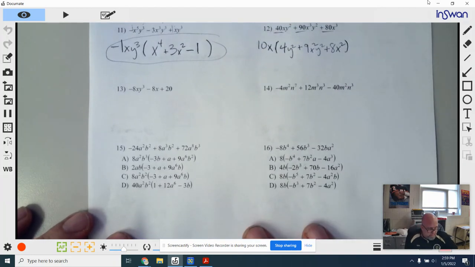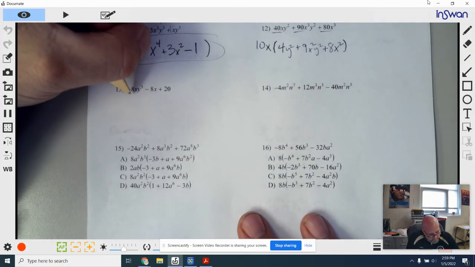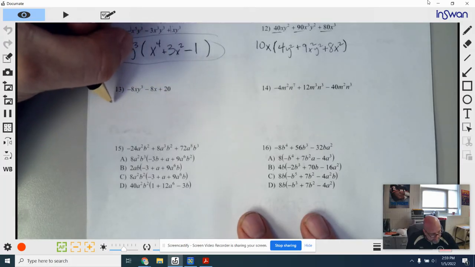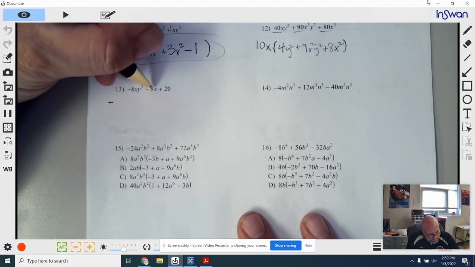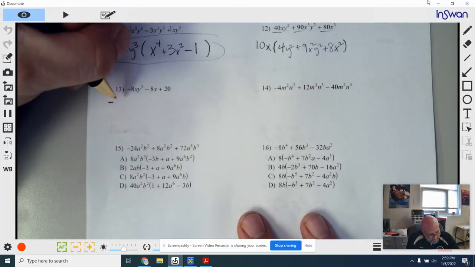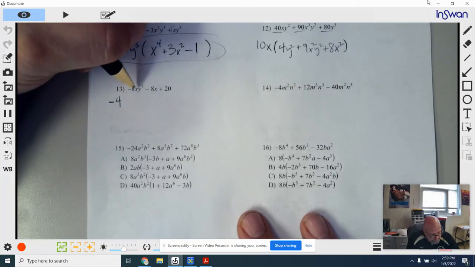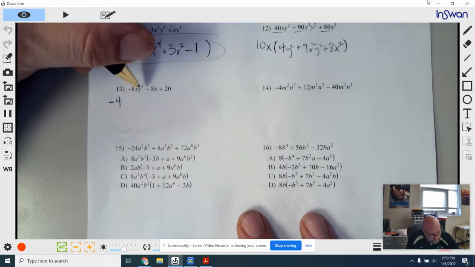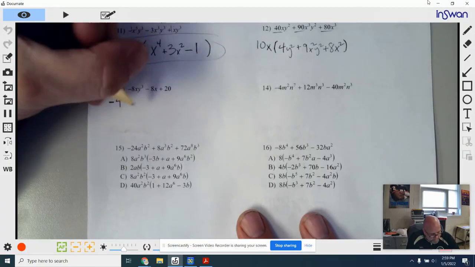Okay, number 13, we see we have negative 8xy cubed, negative 8x, and 20. So I'm going to pull out a negative because my leading term is a negative. And then I'm thinking 8, 8, and 20. Well, the biggest number that will go into all of those is 4. Then I check out my variables. Well, here's an x, no x. Y's, no y's, no y's. So negative 4 is the biggest number you can pull out.